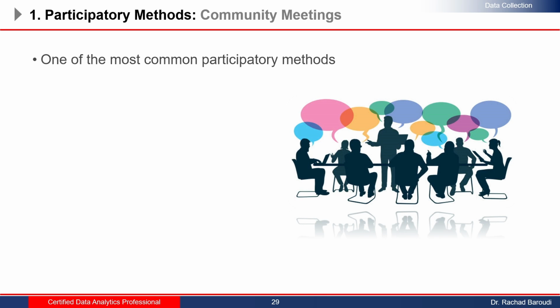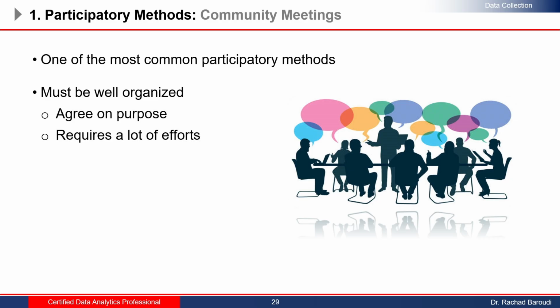Community meetings, one of the most common participatory methods, must be well organized. Agree on the purpose of the meeting. It requires a lot of effort to organize it, to invite people, to explain to people what they are supposed and not supposed to do in this meeting. It is risky in case of no cooperation, and the opposite is true as well. Sometimes you have very tense and heated discussions that could ruin the whole thing. One person could really make things go in the opposite way of what you need.